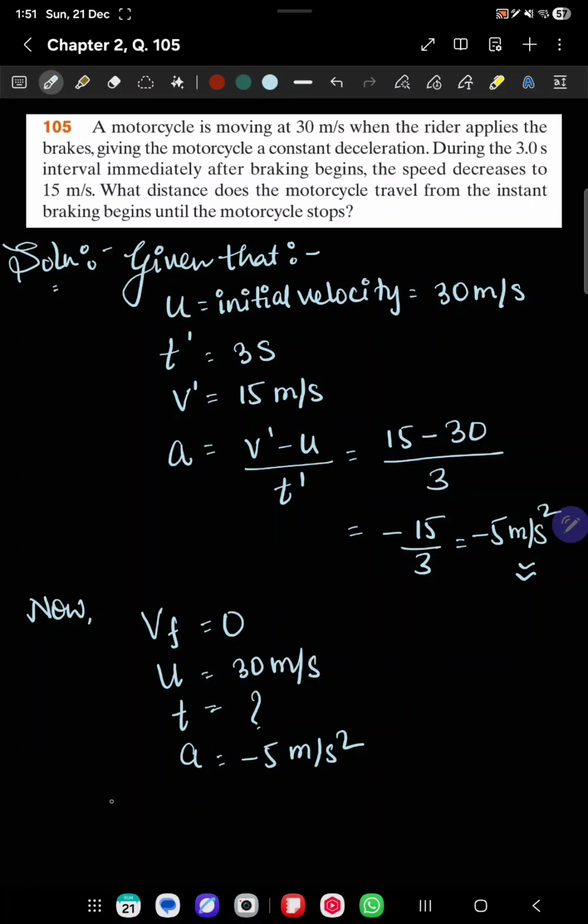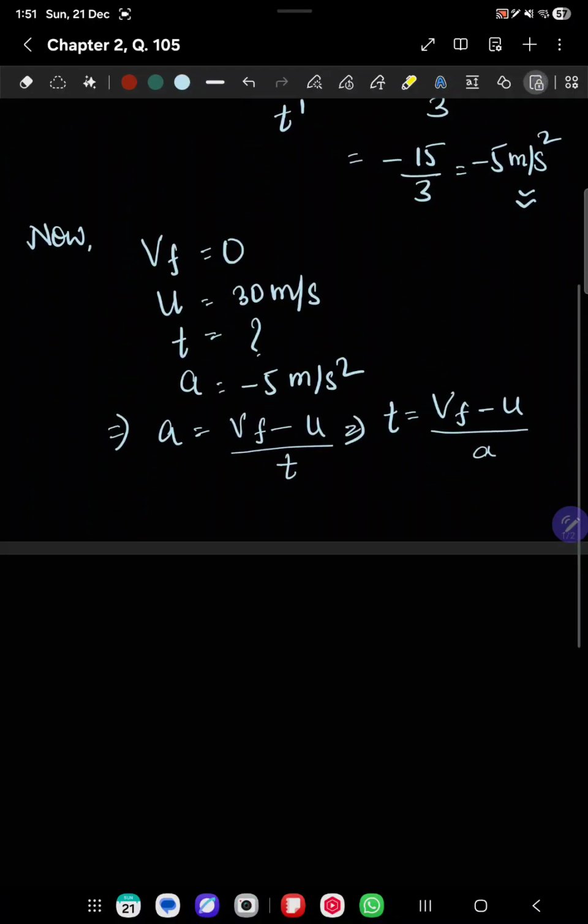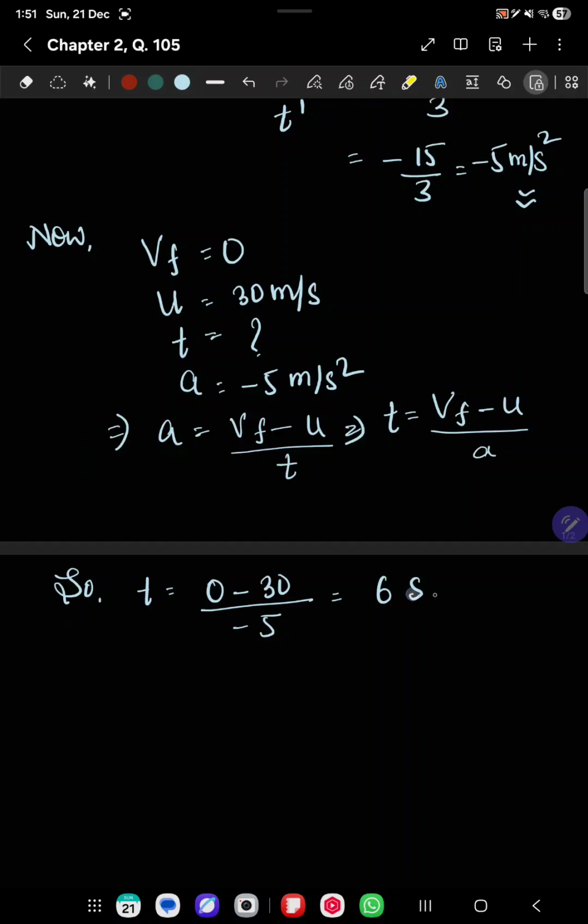So from here we can write a equal to vf minus u upon t, and t equal to vf minus u upon a. So t equal to 0 minus 30 upon a as minus 5, which will give us a value of 6 seconds.